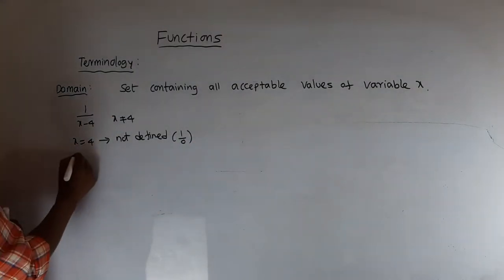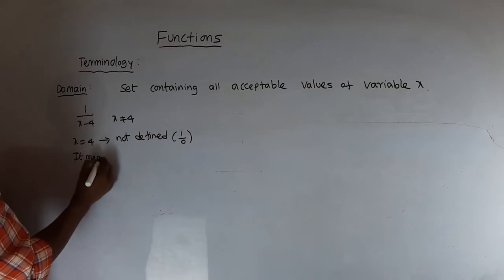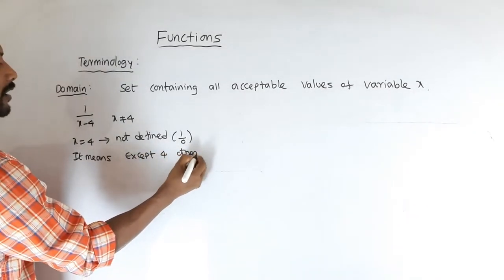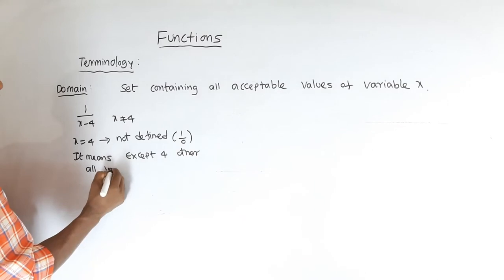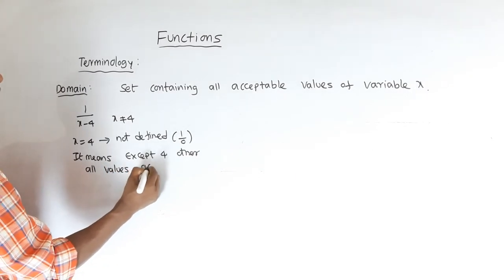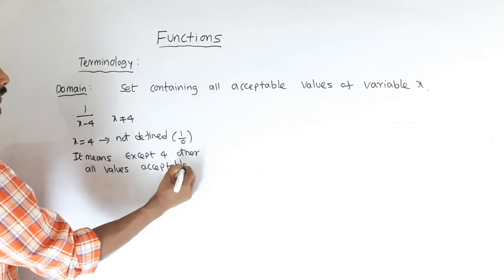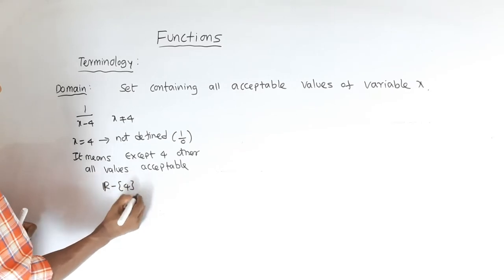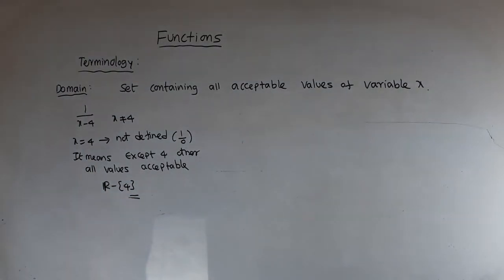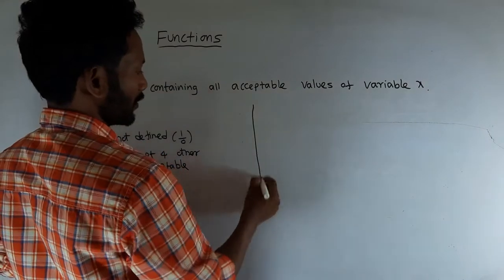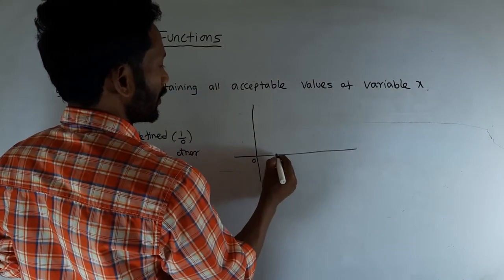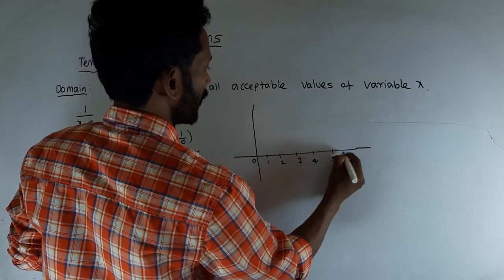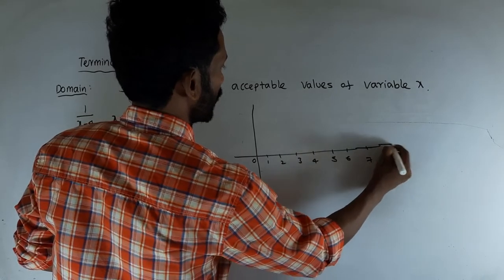So 1 by 0, 4 minus 4. It means except for that, all other values are acceptable. So domain is R minus, except for. For example, 0.1, 0.2, 0.3, 0.4, 0.5, 0.6, 0.7, 0.8.